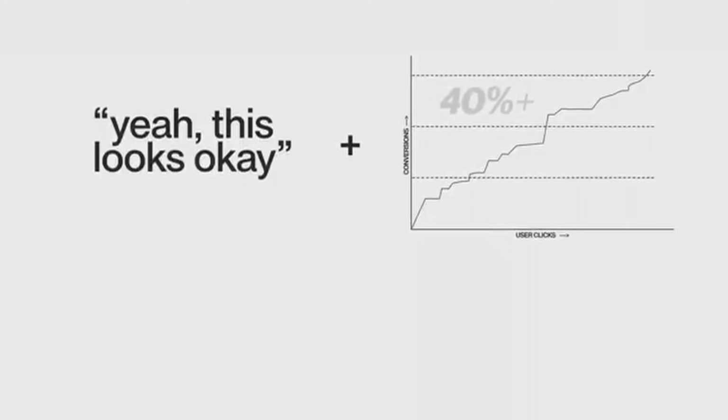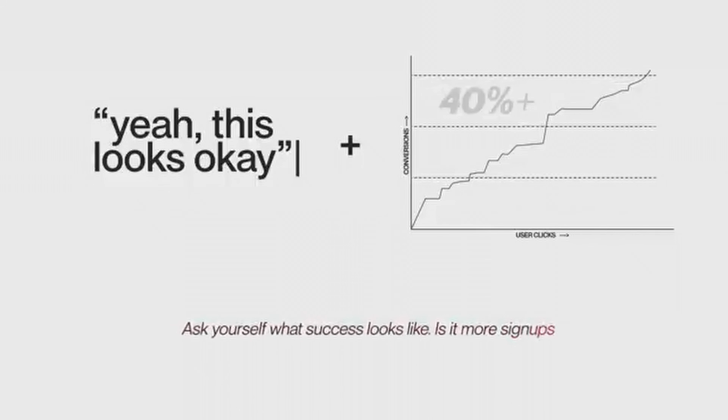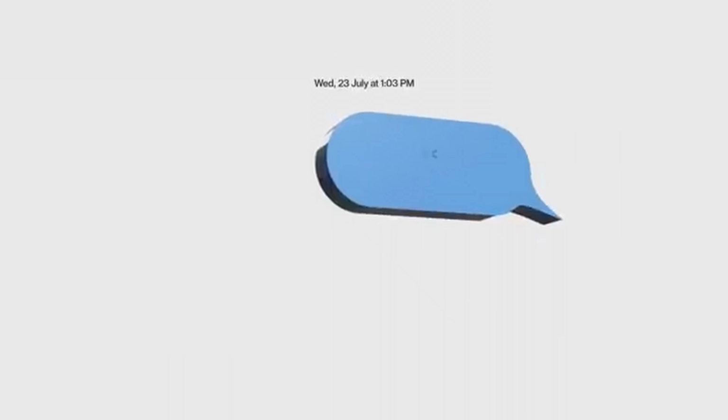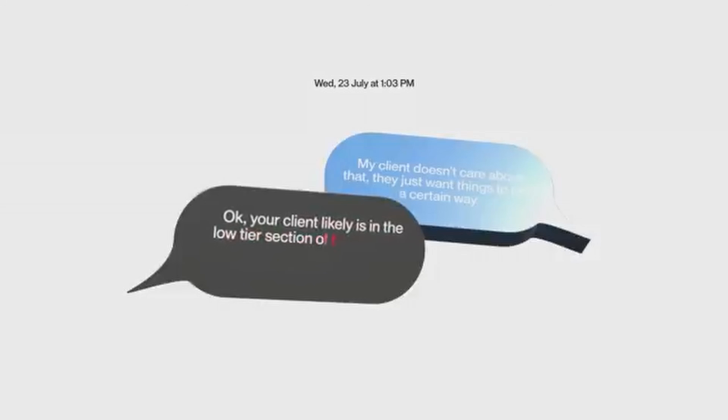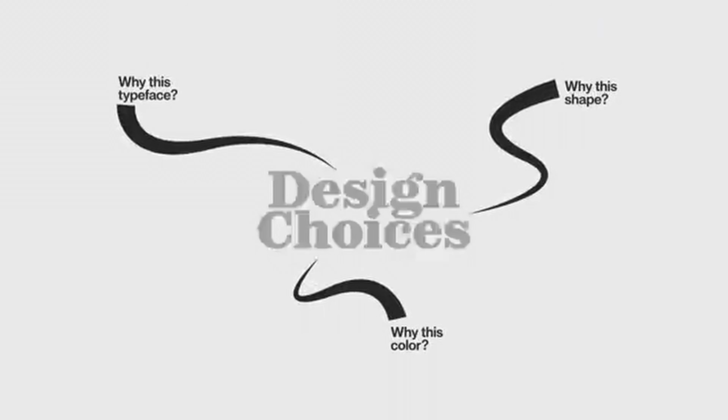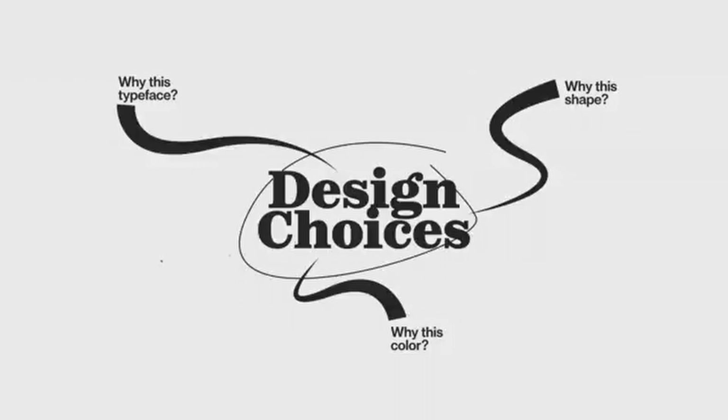So before you even open up your software, ask yourself what success actually looks like. On that project, does it look like more signups, more product sales, higher time spent on a landing page? If you can define that goal first, then design backwards from it. You might say, well, my client doesn't actually care about that. They just want things to look a certain way. Okay, your client likely is actually low tier in the business world, and they likely pay you very little money for your time. Part of the designer's role in the real world is to demonstrate and persuade a client why your design choices work and how they benefit them, maybe financially or in some other way.